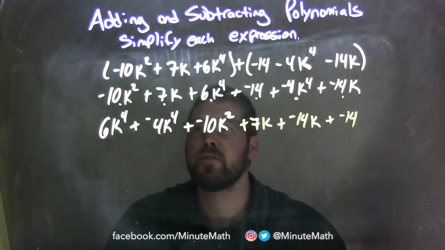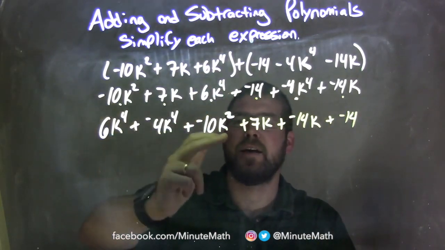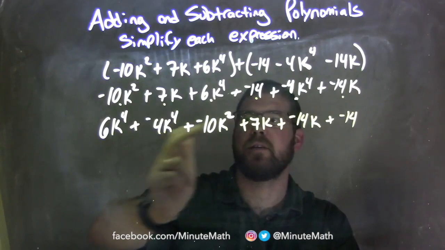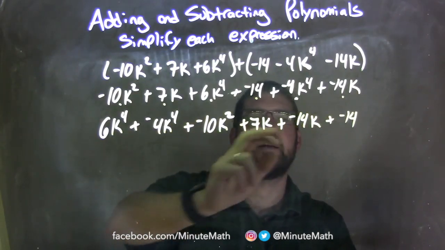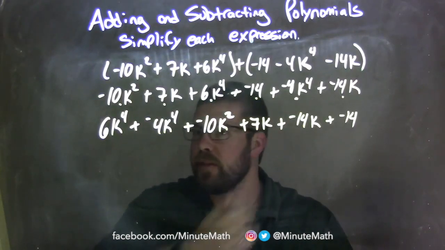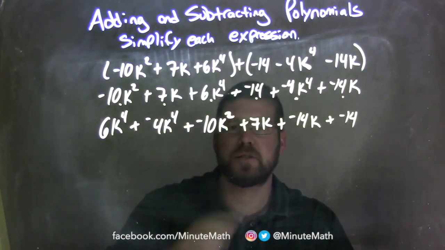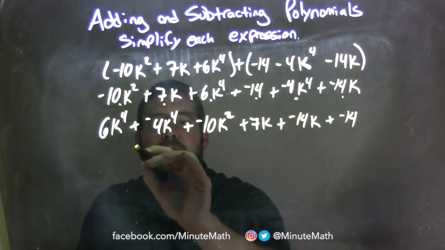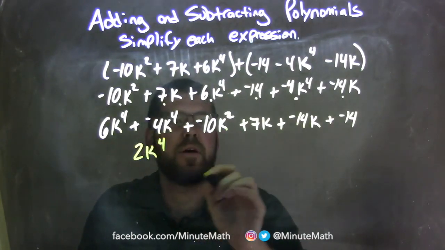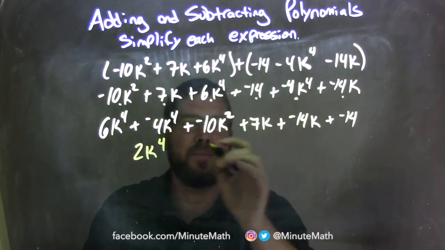There we go. Let's double check we brought everything down. Negative 10k squared, 7k right there, 6k to the fourth, negative 14 right there, negative 4k to the fourth, and negative 14k. So now we have that. Let's go combine our like terms and simplify this. So 6k to the fourth plus negative 4k to the fourth is just 2k to the fourth. Negative 10k squared doesn't combine with anything.